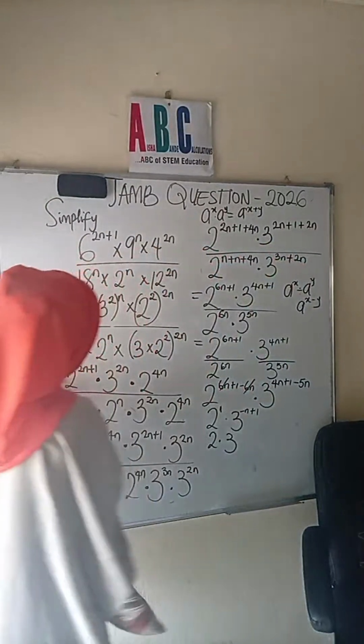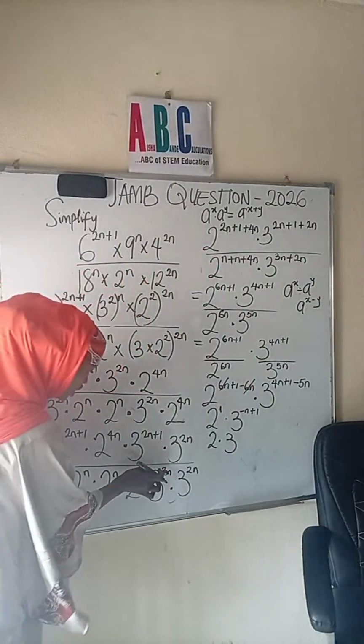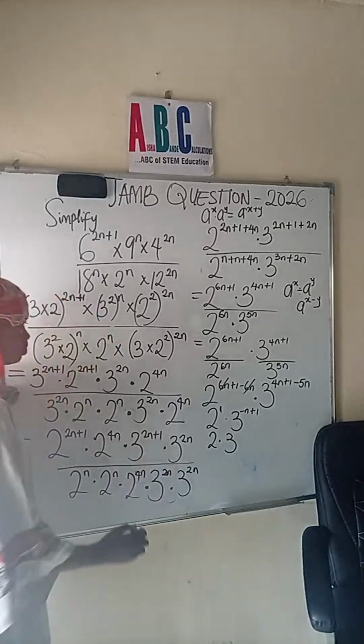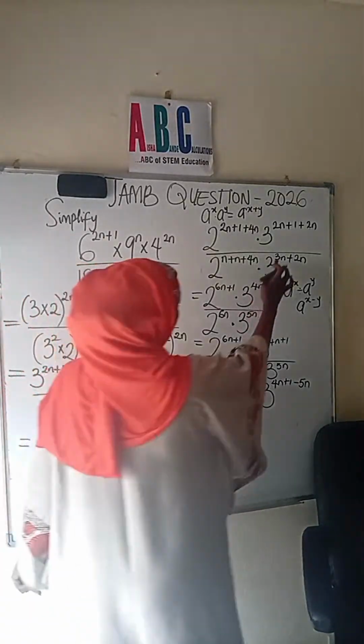So the little error was here. This is 3 to the power of 2n. But I wrote 3n here instead of 2n. So let me correct it. So this is supposed to be 2n.